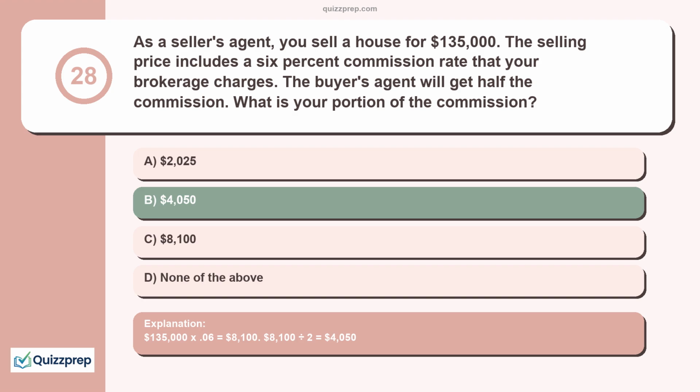$135,000 x .06 equals $8,100. $8,100 divided by 2 equals $4,050.